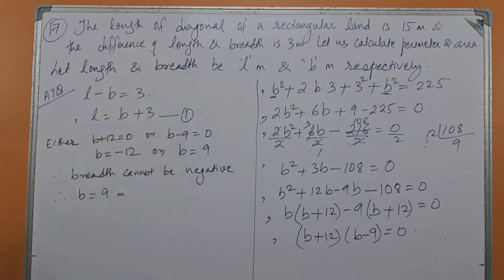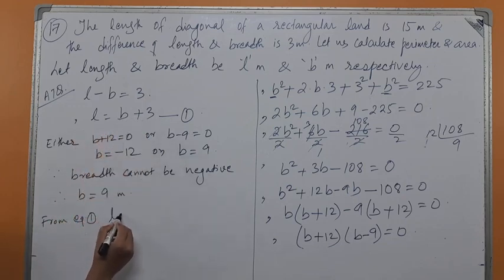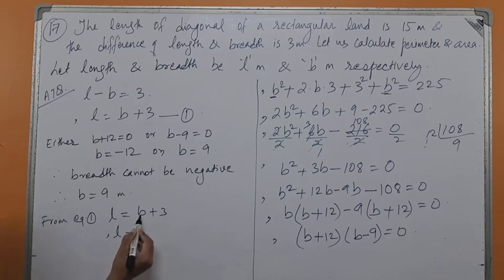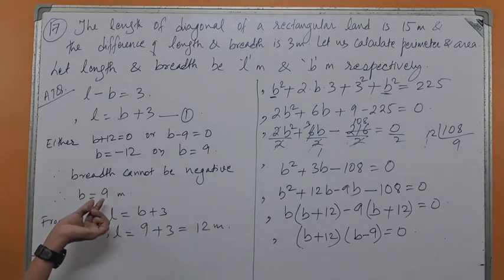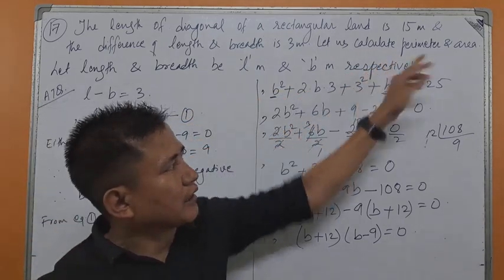Okay, length from equation 1, length equal to b plus 3, isn't it? Length equal to b plus 3, or length equal to, b is 9, I'm writing 9 plus 3. 9 plus 3 is 12 meters. Okay, so we got length as 12 meters and breadth as 9 meters. So we are asked to find perimeter and area, isn't it?